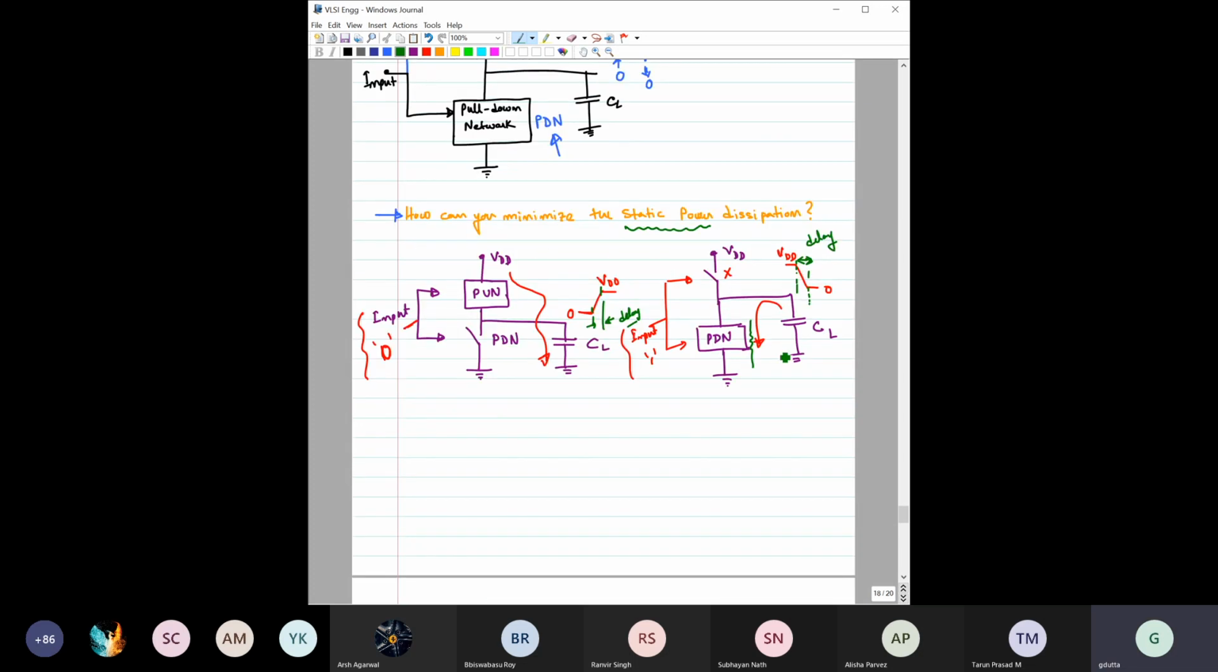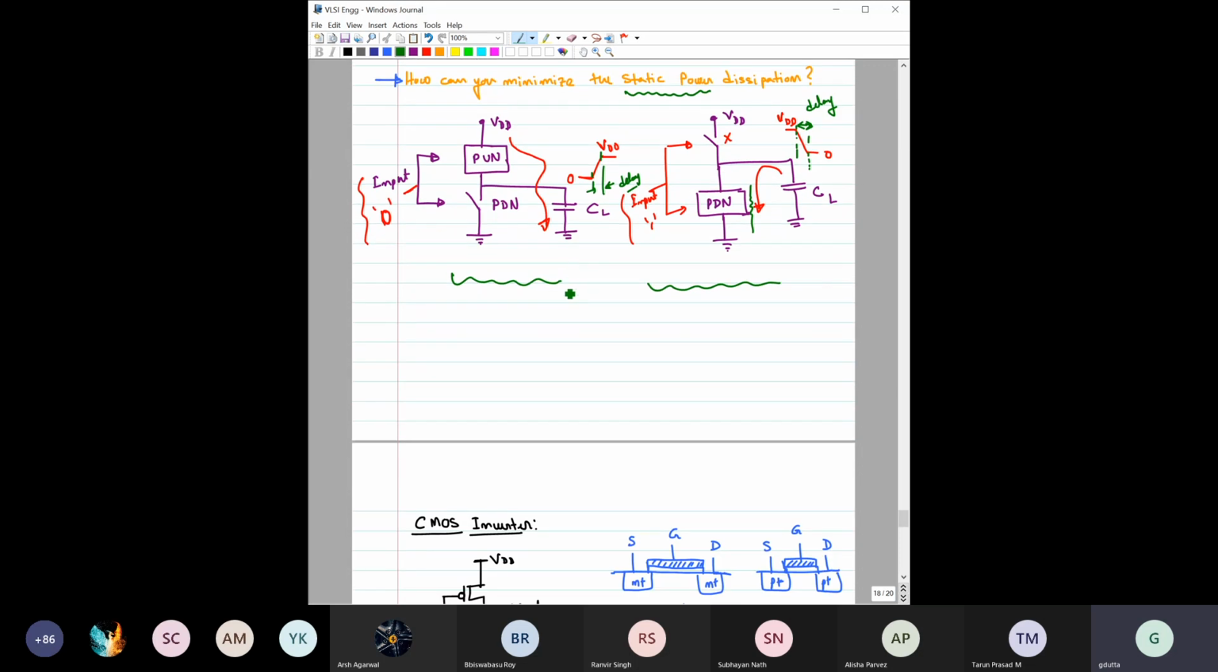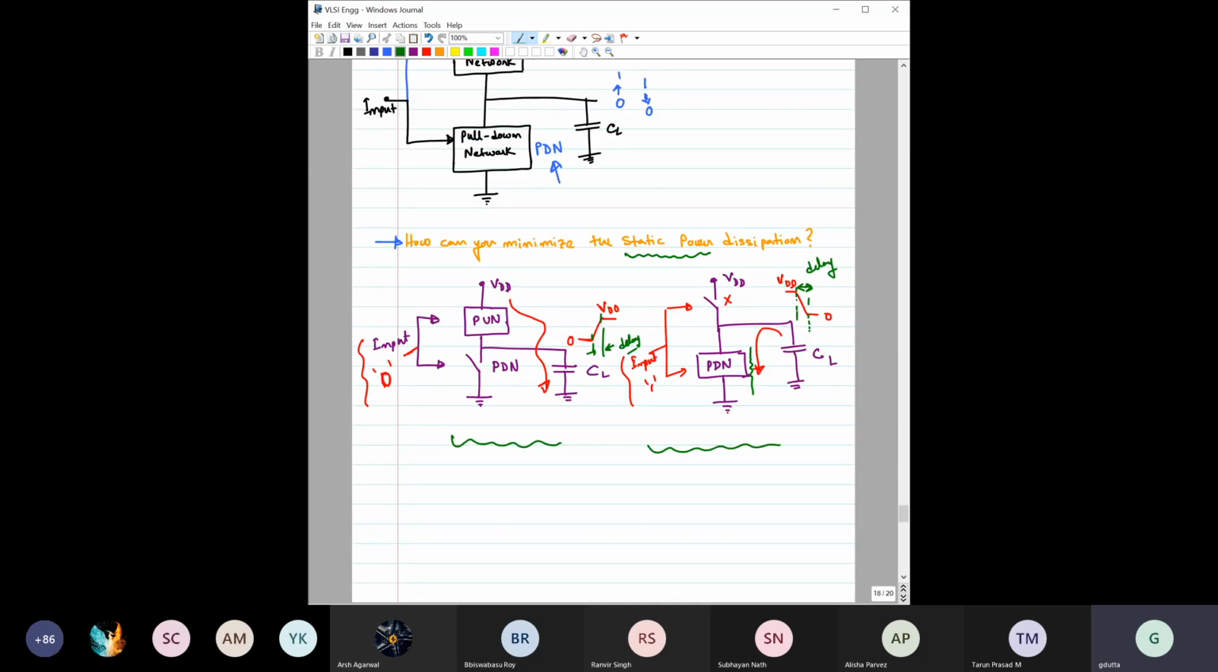Then just think about it. What component can we probably use as a pull-up network and pull-down network so that this particular criterion is satisfied? I think it's already 11. So we will take a small 1 or 2 minute break, and then come back and see what components can actually help us achieve this criterion.